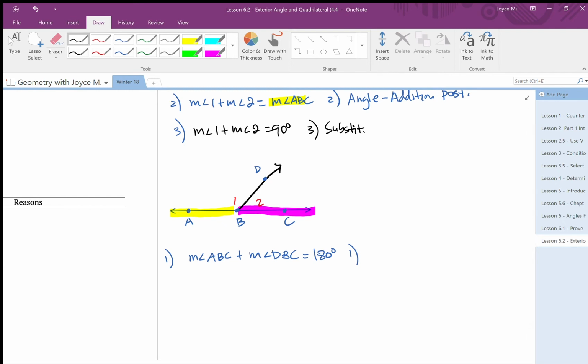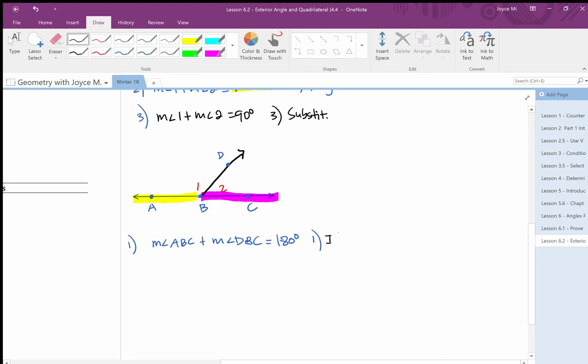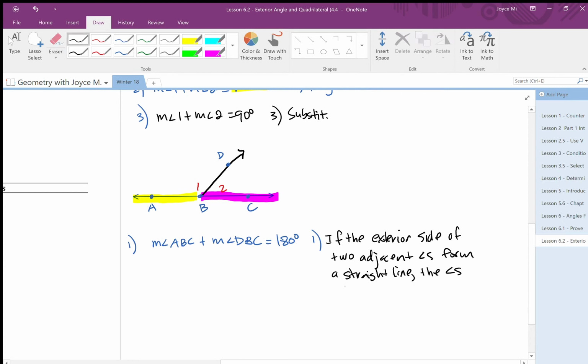So let me write down the reason. If the exterior sides of two adjacent angles form a straight line, then the angles are supplementary. Okay, so that will be the justification for why this is 180.